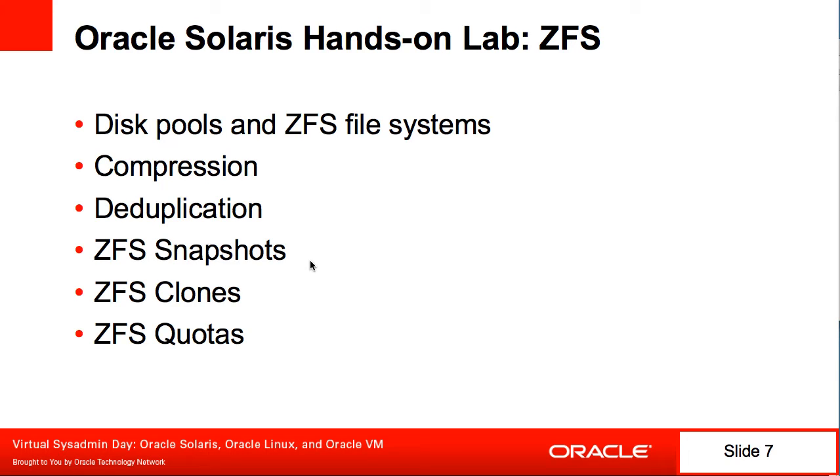Here's your lab agenda. First, we will create a ZFS pool and a file system. We will test compression and deduplication features and see how much space can be saved by using those features. We will create snapshots and clones and discuss how they can be used in real-life situations. Also, you will have an exercise on how to use ZFS quotas for users.